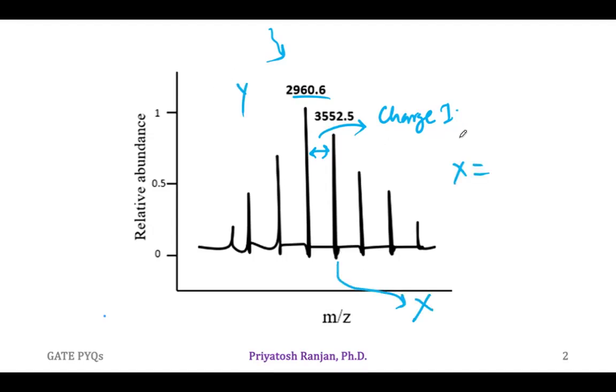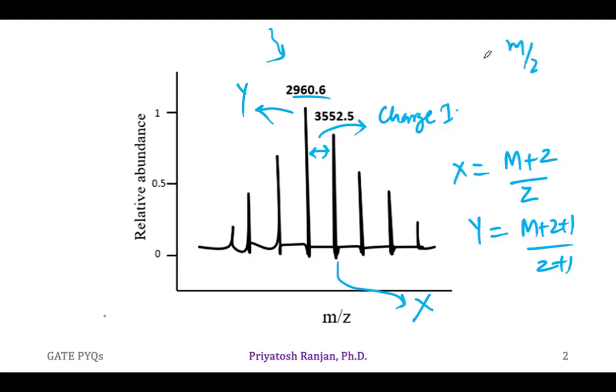So how can I write x? x is m plus z by z. And how can I write y? y is going to be m plus z plus 1 by z plus 1. As I said, the peaks on the right hand side are going to have lesser charge because it's an m by z ratio. If the value of z or charge is low, the ratio is going to be more, and those are going to appear on this end. If the z value is high, the m by z ratio is going to be less, and you will be seeing those peaks at this point.